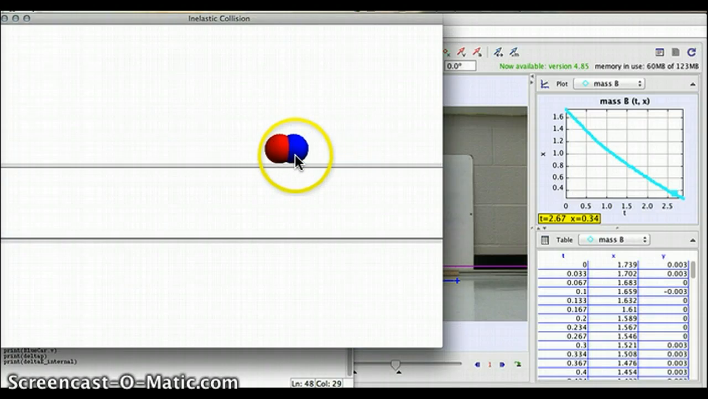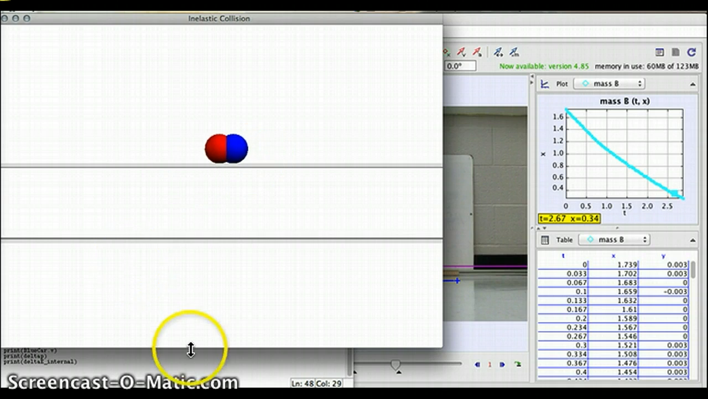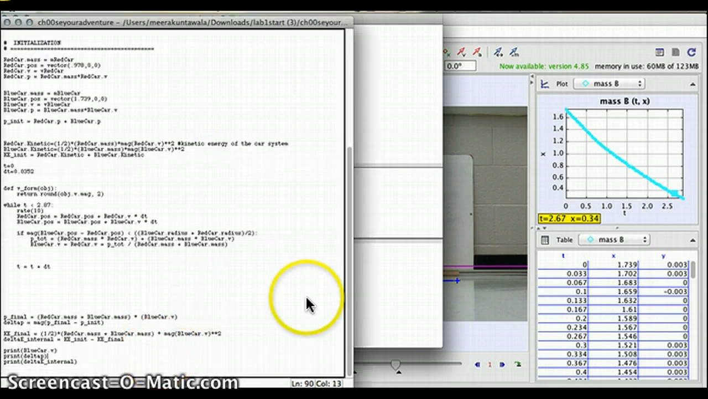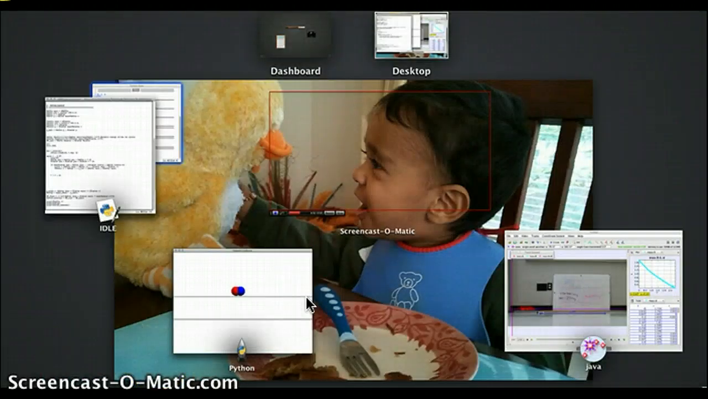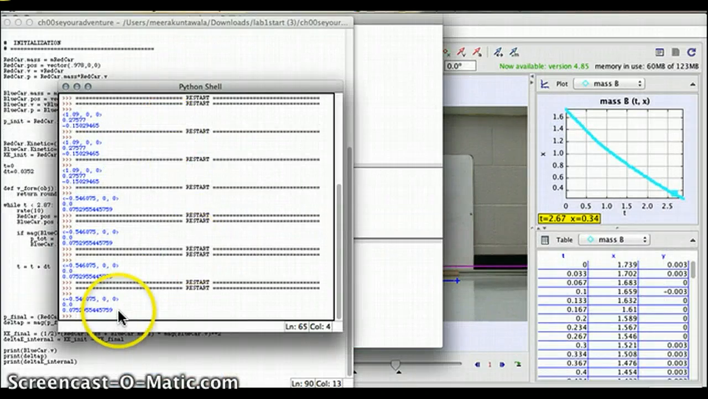So now when you run the code, you see that the blue ball hits the red ball and then they move together until they stop. And that's very representative of the video that we just saw in Tracker. In addition, if we look at the print statement, we see here that the change in momentum is zero, which makes sense. And then below here is the change in energy, which is 0.0752.